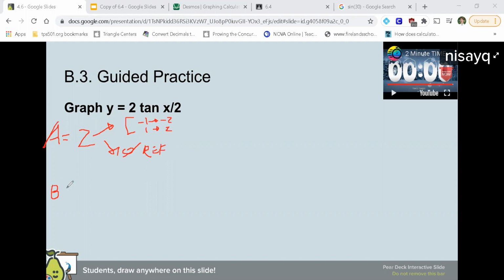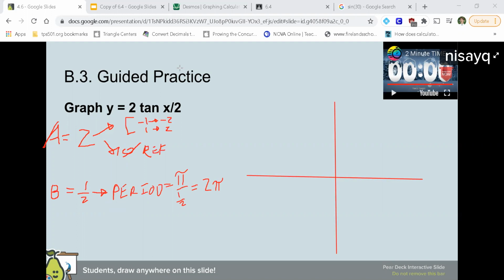Our B value is 1/2. So that tells me that if I take the period of pi divided by 1/2, I get a new period of 2 pi. Whenever you divide by a fraction, remember, you flip and multiply. So if I start at the y-axis, I'm going to go half the period to the left, so -pi to the left, and half to the right, so pi to the right.